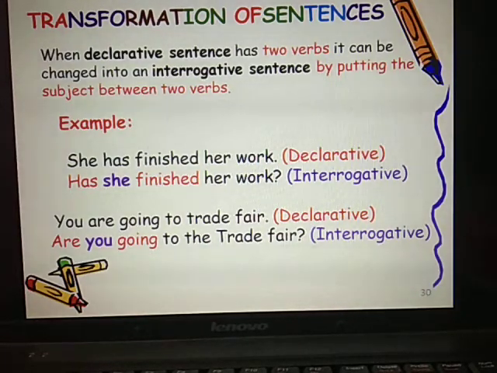So here you'll find has is a verb. So has we have put, and the subject she we have put in between finished. So has and finished are two verbs, and we have used she in between. So, has she finished her work?